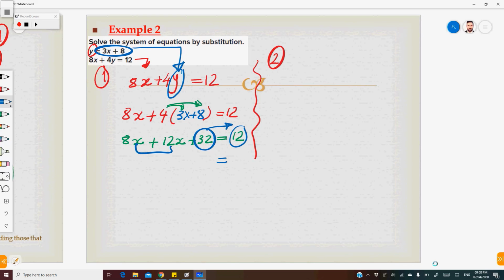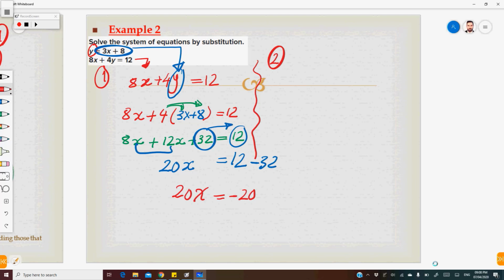8x plus 12x is equal how many x? Is equal 20x. And here is 12, and I'm going to change 32 from the left-hand side. It will be negative 32 on the right-hand side. Okay, guys, if you have here 20x and you have 12 minus 32, it becomes negative 20.